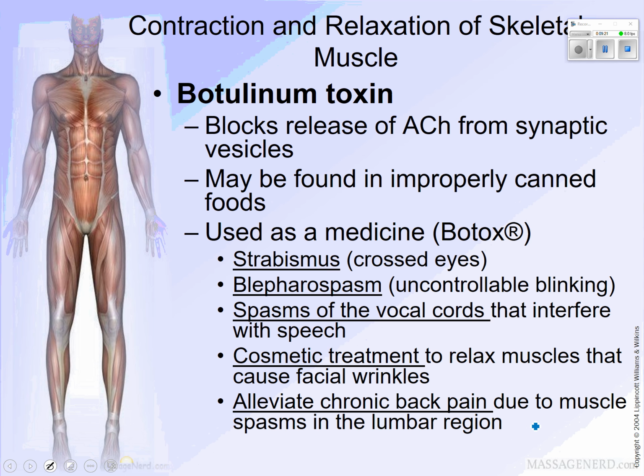Botulinum toxin also can be used as medicine, and when it's used as medicine, they call it Botox. It's used to help to correct crossed eyes, and that crossed eye term is called strabismus. It's also used to correct uncontrollable blinking, which is called blepharospasm. Spasms of the vocal cords interfere with speech. They also use Botox for cosmetic treatment to relax muscles that cause your facial wrinkles. And Botox is also used to alleviate chronic back pain due to muscle spasms in the lumbar region.